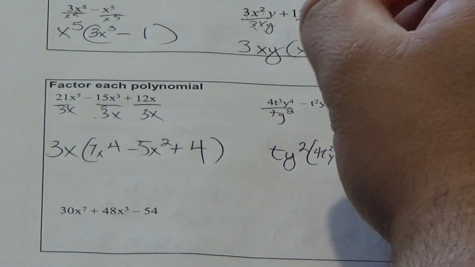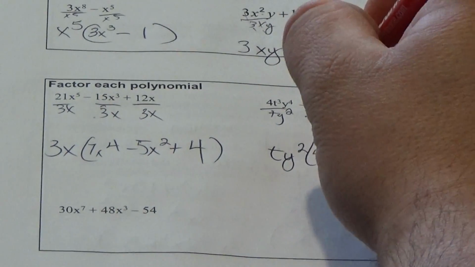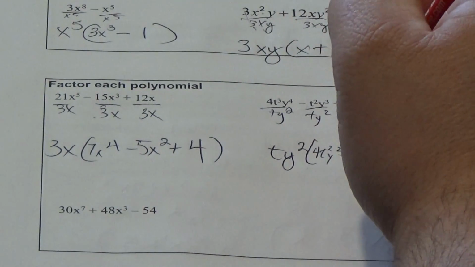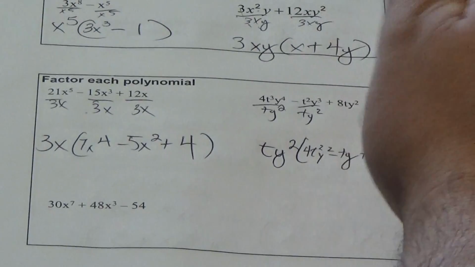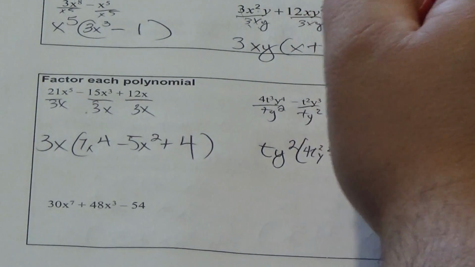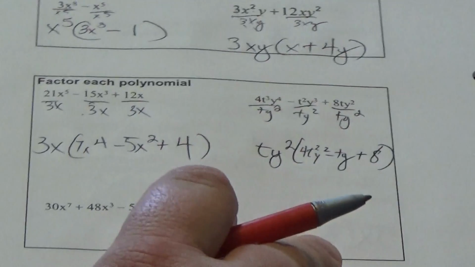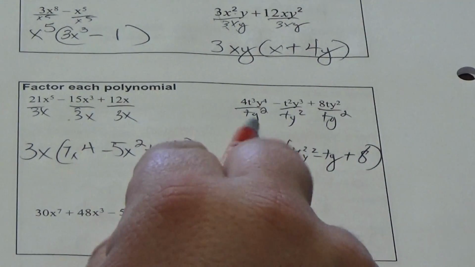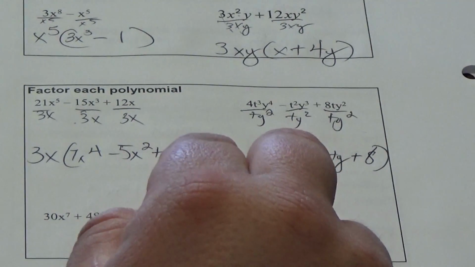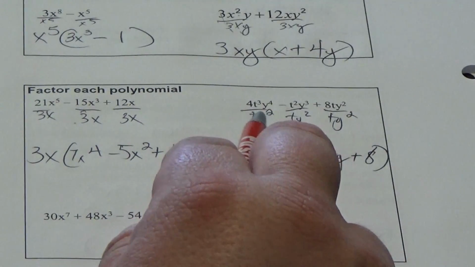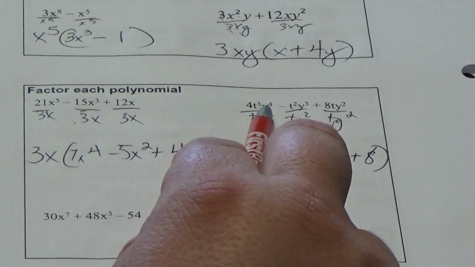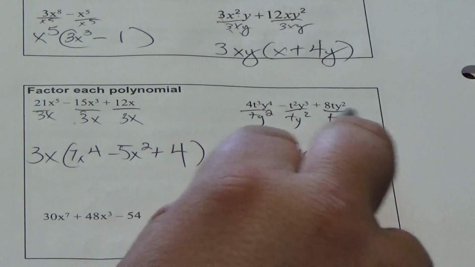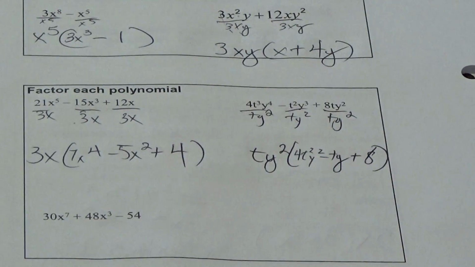Didn't leave myself enough room here. Ty squared. So that's T and Y. Ty squared. That's 8. That was tough. I didn't give myself enough room, really, once I did the division. Ty squared is my GCF. 4t squared, y squared, minus ty, plus 8, the ty squared eliminated.